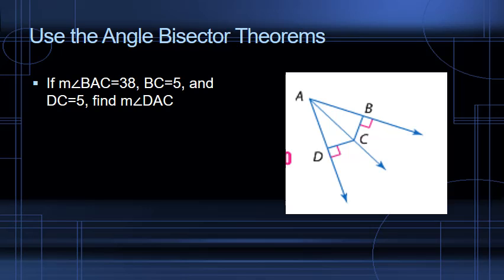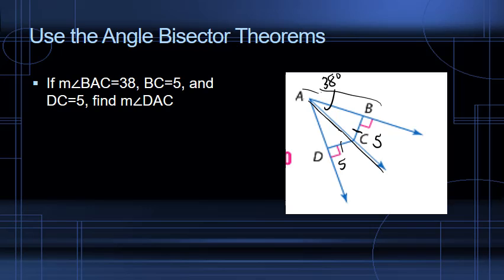So we got a diagram here on the right, and it says that if the measure of BAC, that angle right there, is 38, so we're given that that's 38 degrees, and BC, this segment here, is 5, and DC, this segment is also 5. Find the measure of DAC.